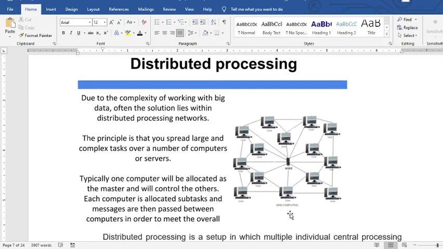The next one is distributed processing. Due to the complexity of working with big data, often the solution lies within distributed processing networks. Meaning, for example, you have a very limited bandwidth in the connection of your data, but you have 10 computers playing games simultaneously, right? So one of those computers would slow down, but due to what we have now in our network devices, those issues are no longer a big concern.